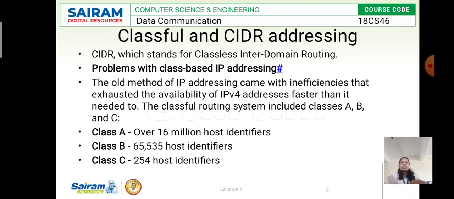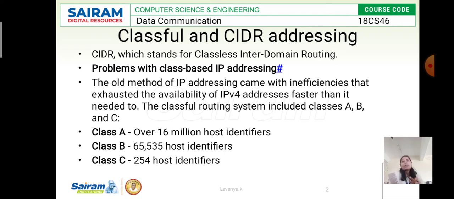As I told you, here we are going to solve a number of problems with this class-based IP addressing. In class-based IP addressing, addresses are classified into three classes: class A, class B and class C. Class A can use around 16 million host identifiers, class B is used for 65,535 host identifiers, and class C address allows only 254 host identifiers.